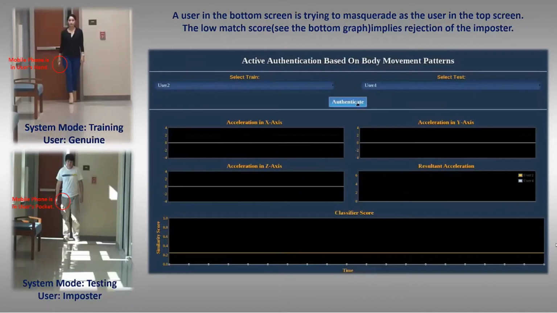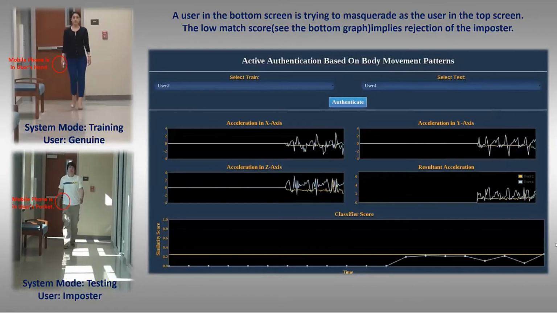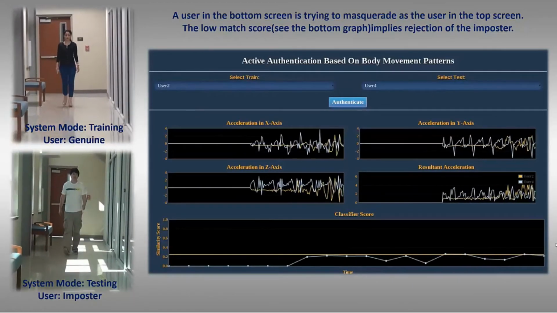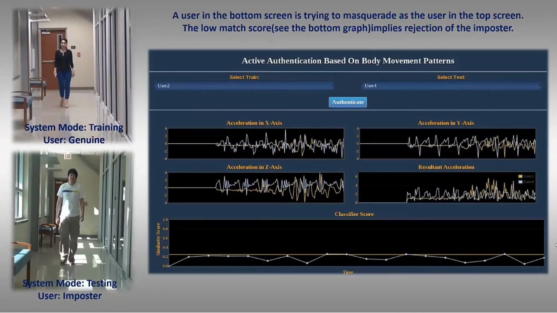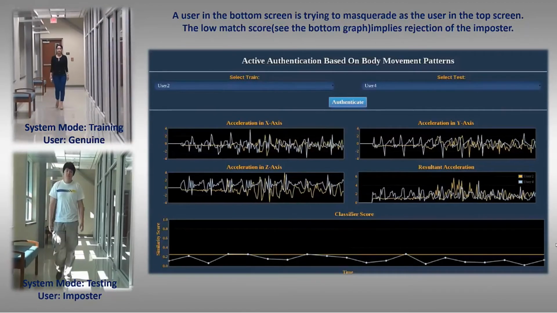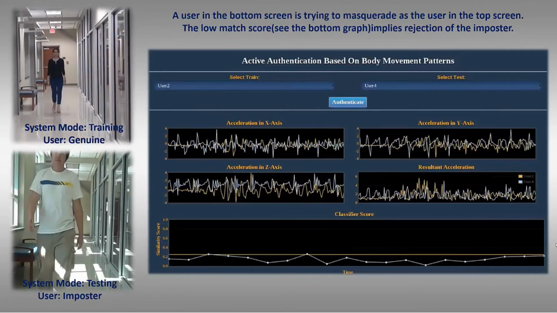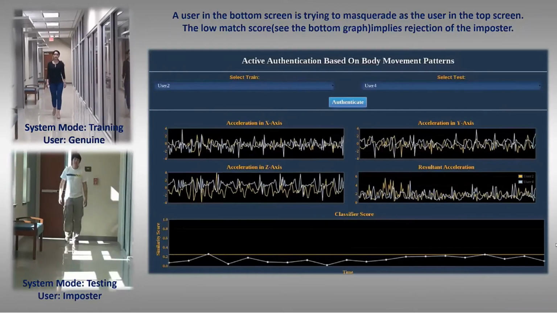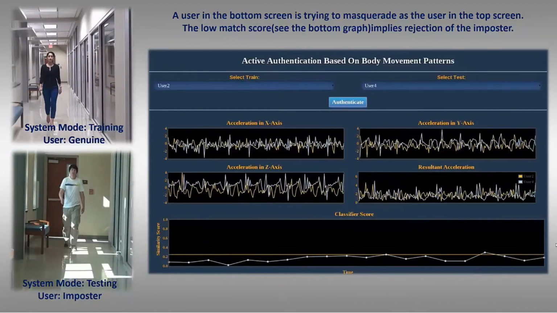In the bottom left screen, a different user masquerading as the original lady on whom training was performed is rejected by the system as seen from the authentication match score, which is always below the threshold line. We are currently carrying out tests on a larger population to evaluate the performance of this system.